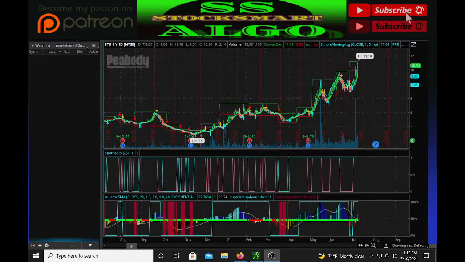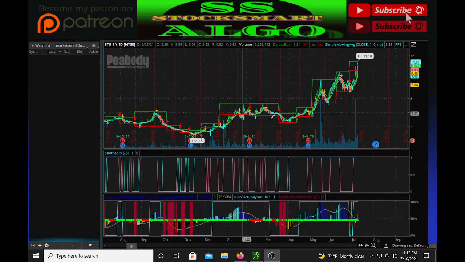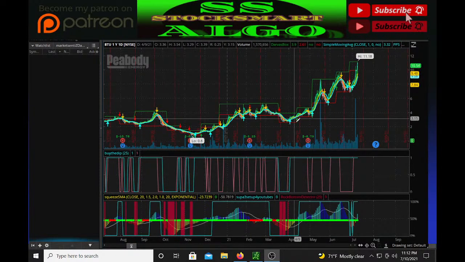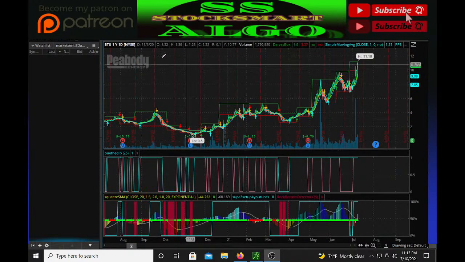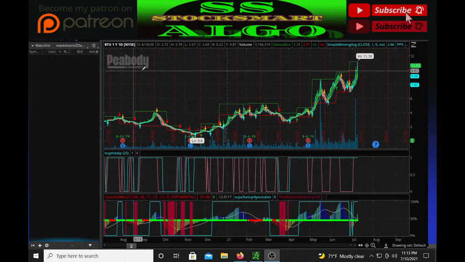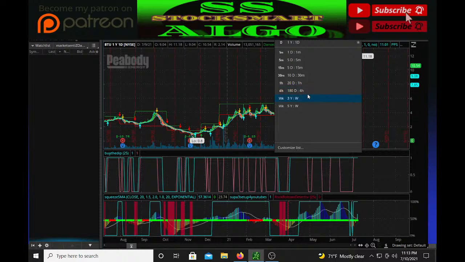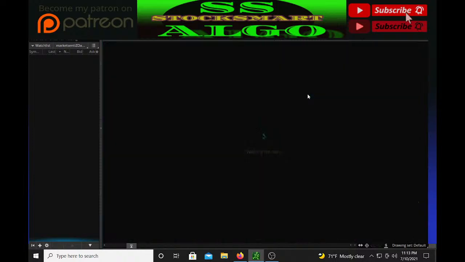Now let's check out some weekly and monthly pivots here. And we're going to see how they are in relation to some of these Darvis box moves, okay? Now here we're looking at BTU, that's Peabody Energy. We've got daily, and we can see weekly here.